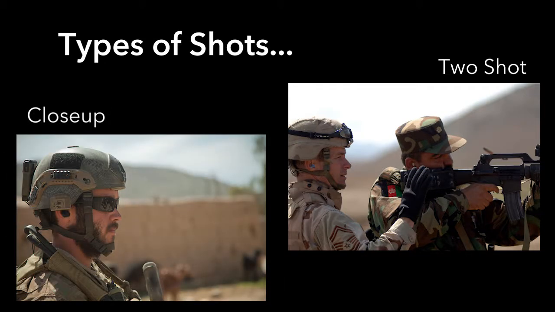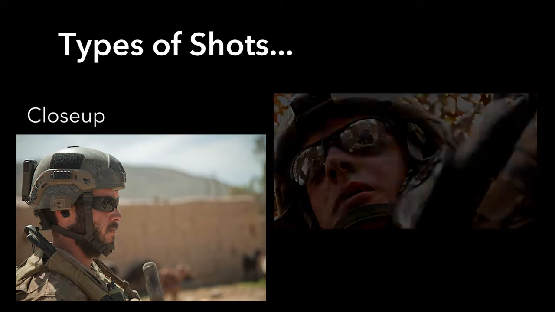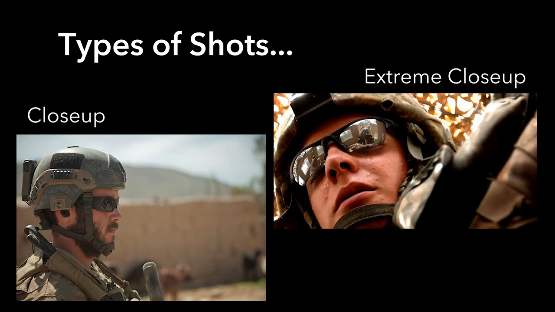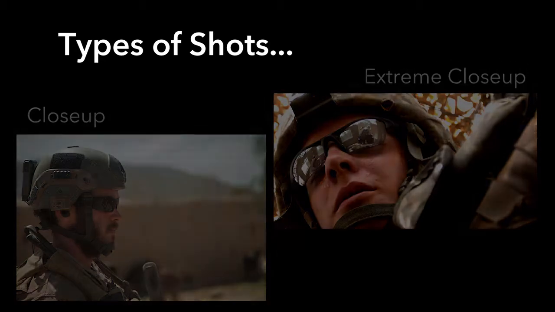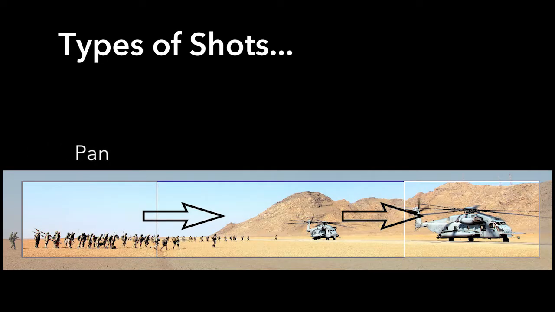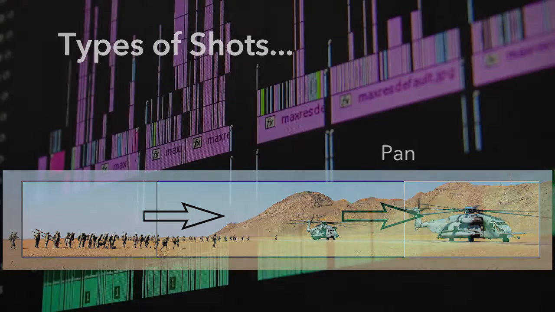Close-ups are reserved for the most important content, things we want the audience to see clearly. Extreme close-ups are used to show important detail. And pan shots, in which the camera moves horizontally to show us more of a subject, help the audience understand where everything is in relationship to other elements of the scene.